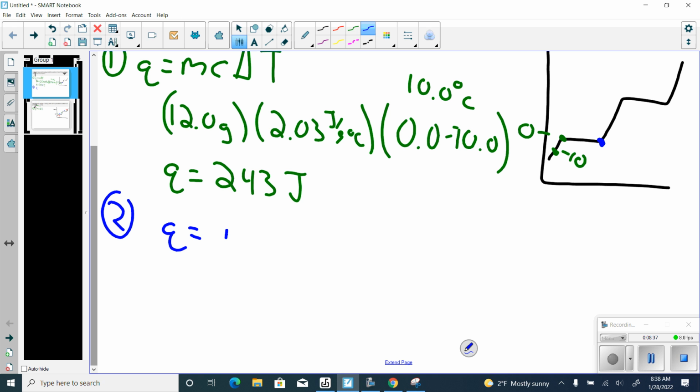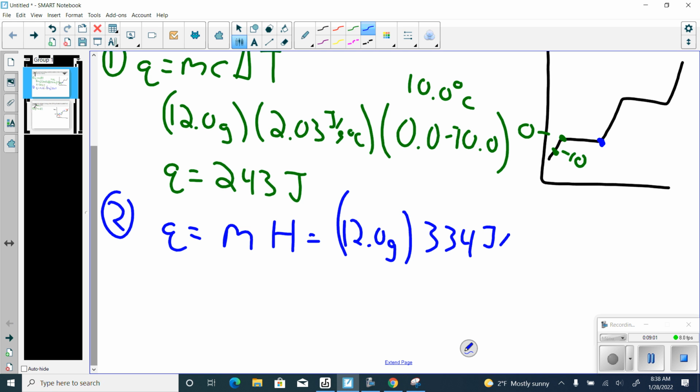the equation I'm using is M times H. The mass times the heat of, depending upon where we're at, this time it's going to be the heat of fusion. The mass was still 12.0 grams. Heat of fusion of water, if I look at my table, is 334 joules per gram. I'm going to hold 3 sig digs again. I'll give you 4,010 joules.